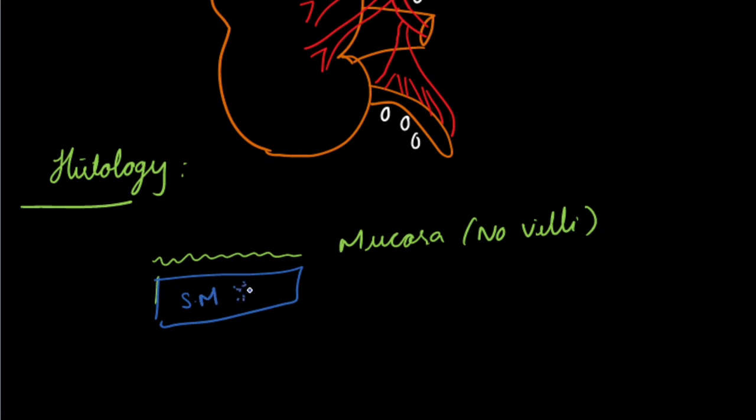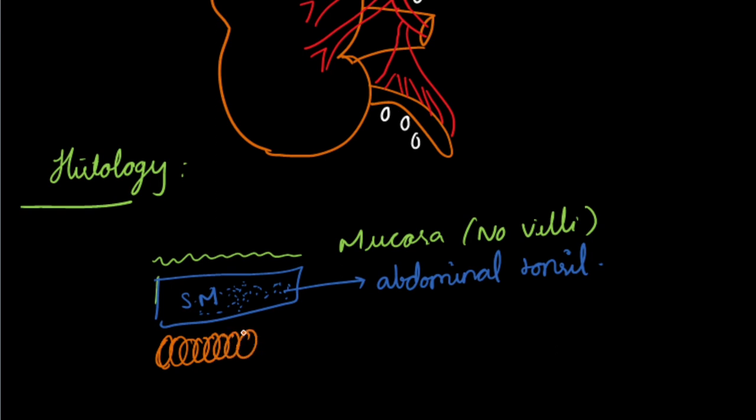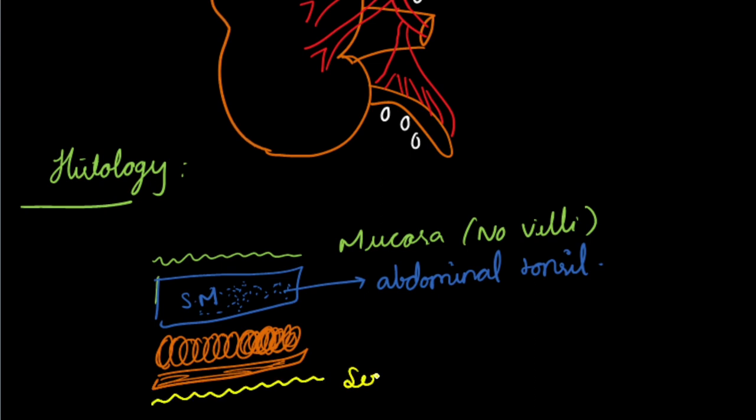So here we will be having a lot of lymphatic follicles. Just because of the abundance of the lymphatic follicles present over here, it is also called the abdominal tonsil. Then, next to the submucosal area, we are having the muscularis layer. In the muscularis layer, we are having inner thick circular fibers and outer thin longitudinal fibers. And the outermost layer is nothing but the serous layer. Muscularis I had already mentioned. So this is exactly the histology of the appendix.